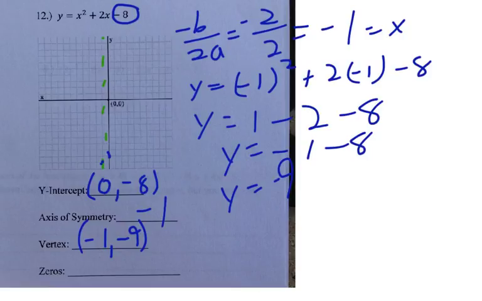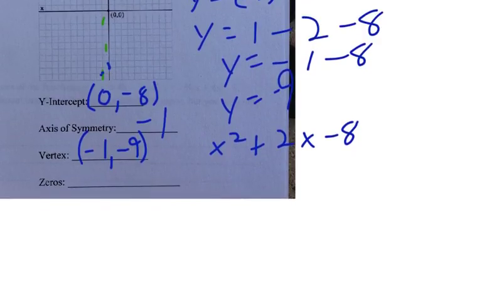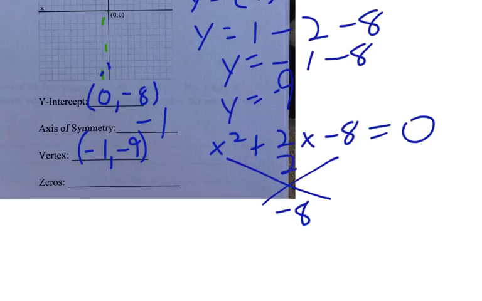Zeros, I'm going to set this equal to 0 and factor it. So x squared plus 2x minus 8, and I'm going to make that equal to 0. Let's see if that was correct. Yes. And set it equal to 0. I'm going to try to use AFM, so 1 times -8 is -8. Bring down the +2. What can multiply to give me -8? I'm looking at 4 and 2.